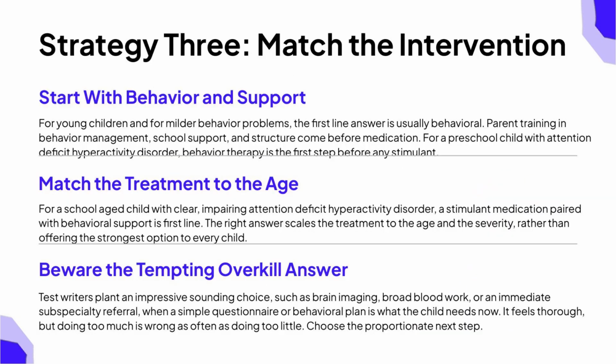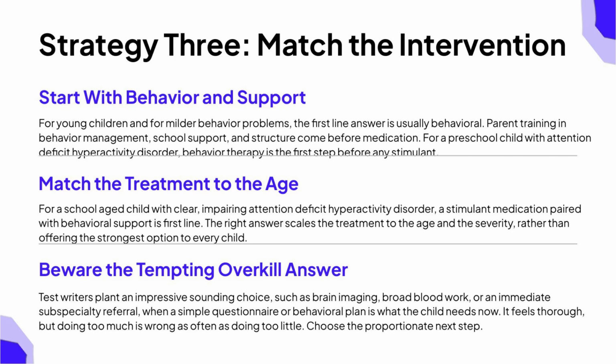Strategy 3 is to match the intervention to the child. First, start with behavior and support. For young children and for milder behavior problems, the first-line answer is usually behavioral. Parent training in behavior management, school support, and structure come before medication. For a preschool child with attention deficit hyperactivity disorder, behavior therapy is the first step before any stimulant.